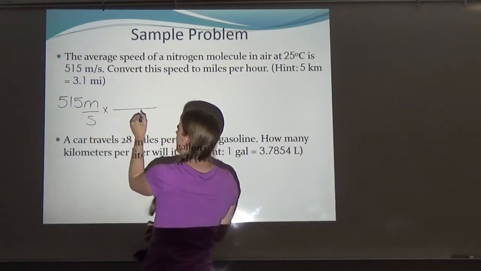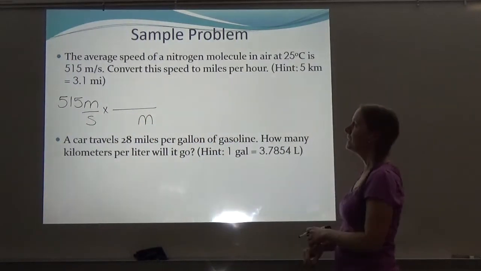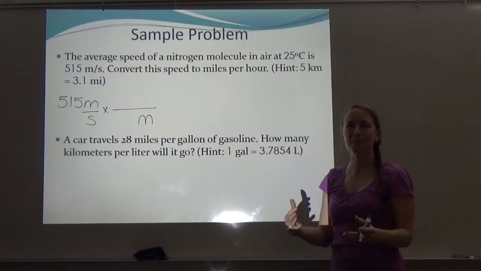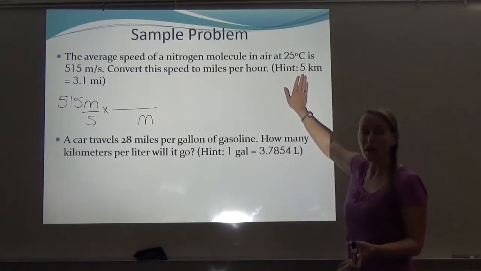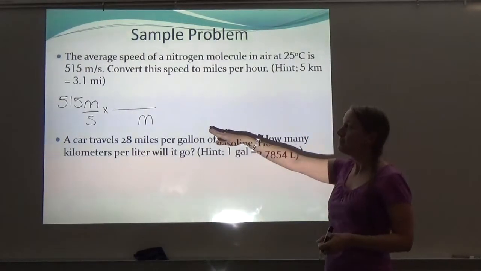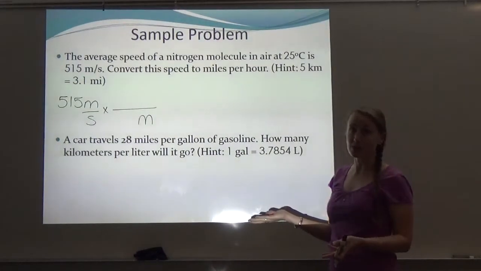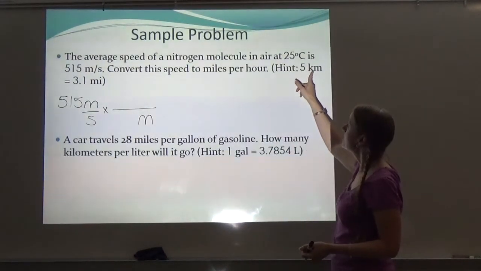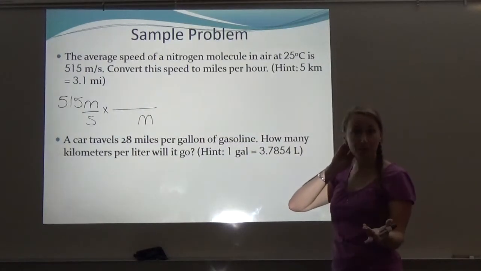Okay, so we know the golden rule. Meters is on top, so meters goes on bottom. Now, where am I heading with this, though? Because what do we know about miles and meters? Well, I gave you the hint that 5 kilometers is 3.1 miles. So if I'm in meters right now, my first step should be to get to kilometers. Because if I can get to kilometers, then I can get to miles. Okay, so we need to use our prefixes chart.